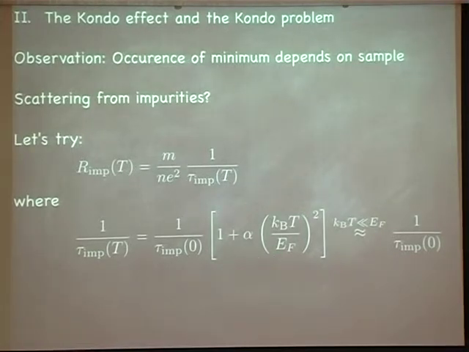And since we are at 3 Kelvin, 4 Kelvin, 5 Kelvin, maybe 10 Kelvin, and EF in any of these metals is 1 eV, 10,000 Kelvin, or even more than that, you will go with me that this is a factor which you can easily ignore. And secondly, it doesn't give you a minimum, no way. It just goes up. So this can be roughly replaced by 1 over tau impurity 0.